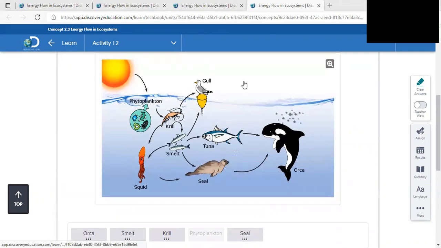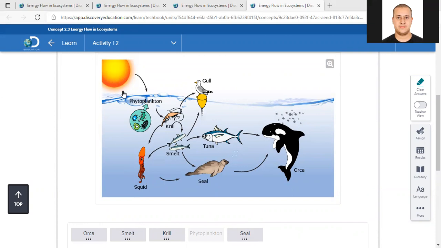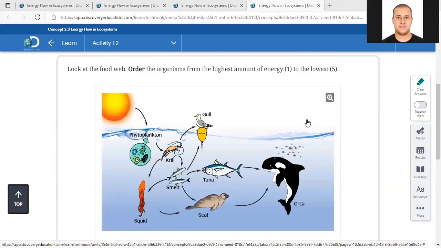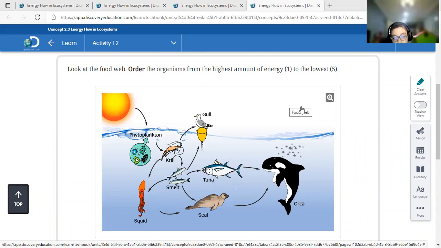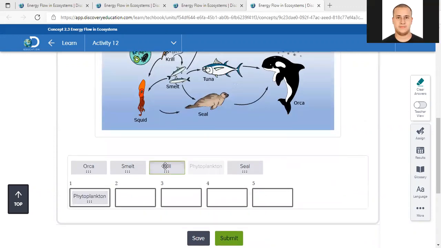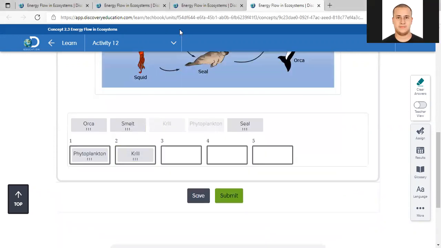Come on, guys. Okay. Omar Samak. Yes. What comes after the phytoplankton? What eats phytoplankton here? Krill. Excellent. The krill will be the second. This is great. Thank you.